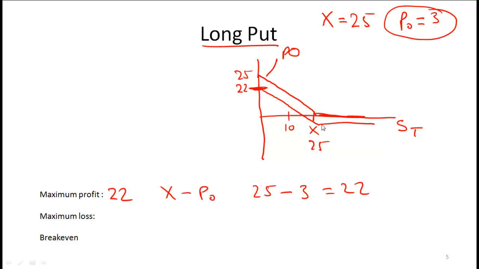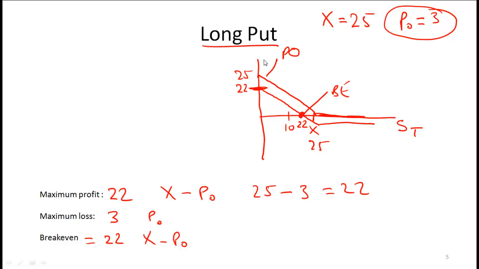What's our maximum possible loss? The maximum possible loss is our option premium, which here is 3. So P0 is the maximum possible loss. What's the break-even point? That's our break-even point. Notice that when the stock price is at 22, then the payoff on the put is 3, but 3 is how much we paid for the put option. So that's our break-even point at 22. And again, how did we get 22? That is simply equal to the strike price minus P0, so X minus P0. So that is our break-even point for a long put.